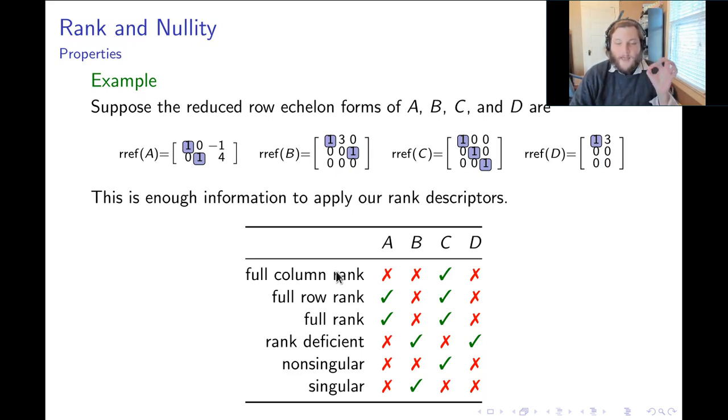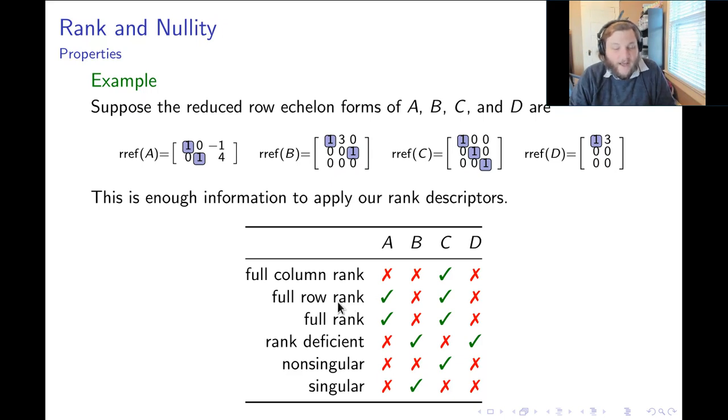Well, full column rank means that the rank equals the number of columns. For A, the number of columns is 3, but the rank is 2, so that's out. For B, the number of columns is 3, but the rank is 2, that's also out. For C, the rank is 3, and the number of columns is 3, so C is full column rank. And D has rank 1 with 2 columns, so it is not full column rank.